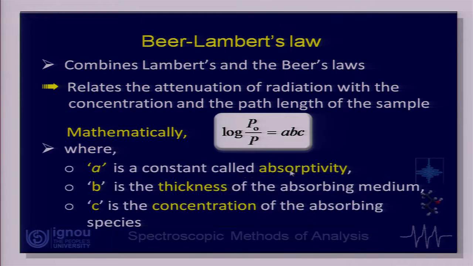A is called the absorptivity, B we know is the thickness of the medium, and C happens to be the concentration of the absorbing species. This is a very crucial and important expression for us because we are going to use it extensively when we apply UV-visible spectroscopy for quantification of the analyte. Let us go a little further into this expression.